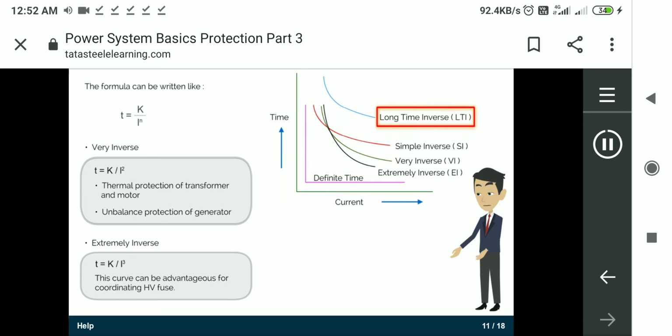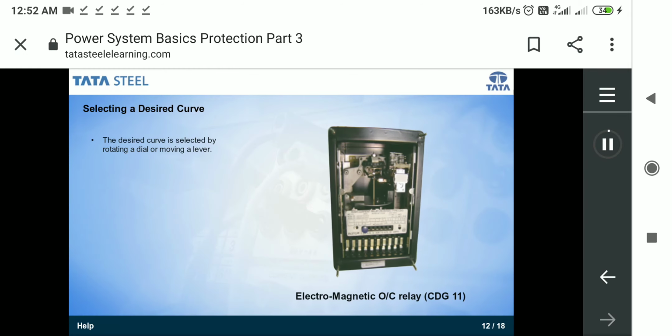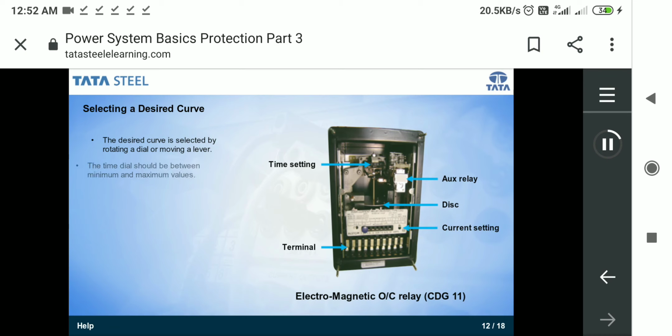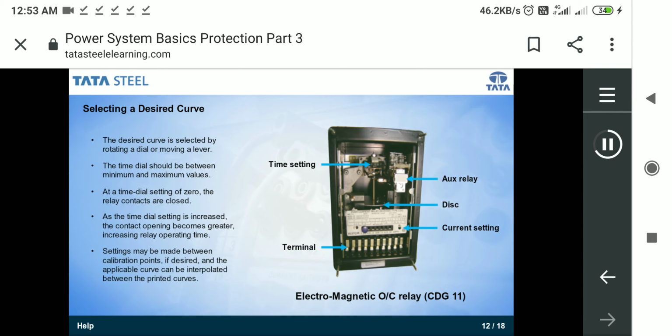Next, we shall look at how to select a desired curve when setting time. In the time setting, the desired curve is selected by rotating a dial or moving a lever. The time dial should be between minimum and maximum values. At a time dial setting of 0, the relay contacts are closed. As the time dial setting is increased, the contact opening becomes greater, increasing relay operating time. Settings may be made between calibration points if desired, and the applicable curve can be interpolated between the printed curves.